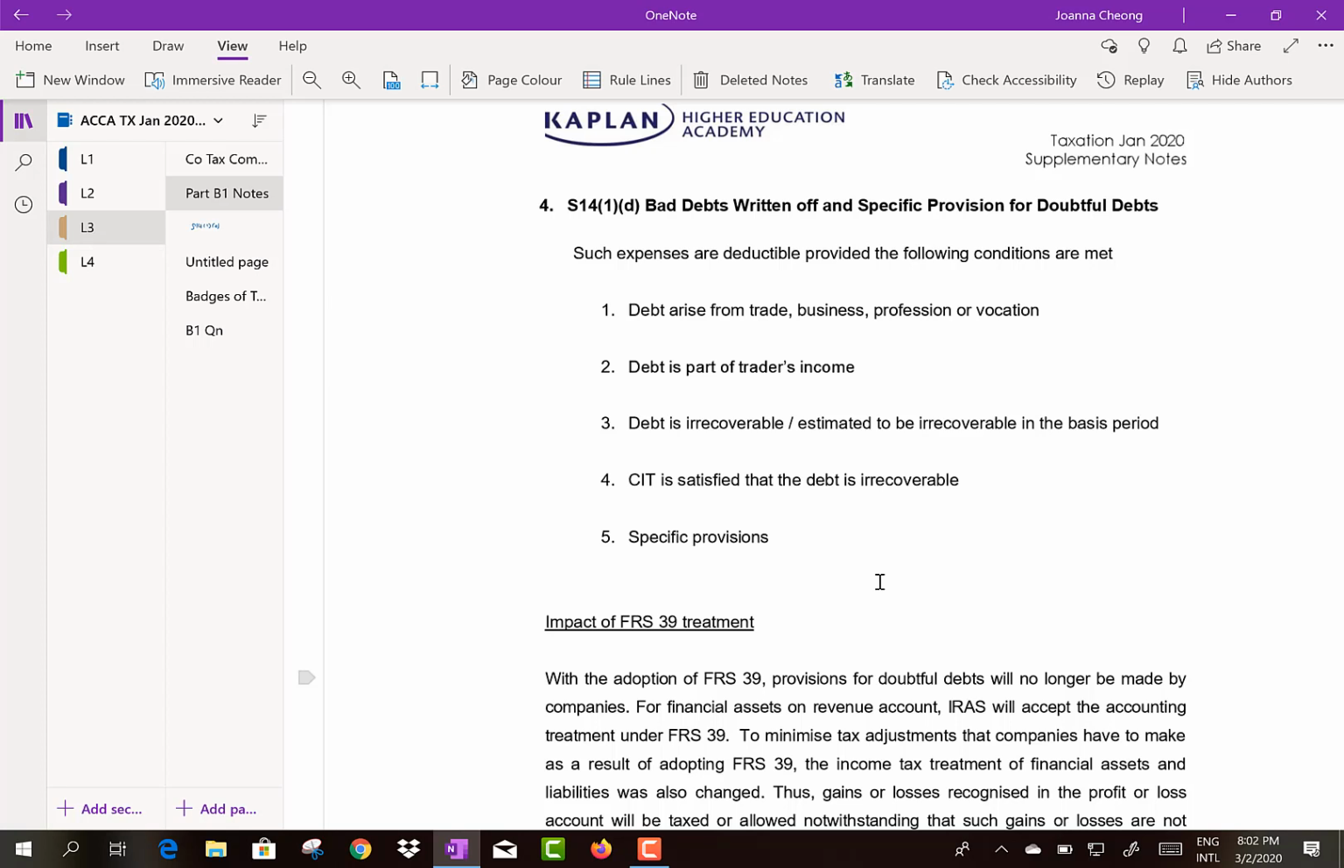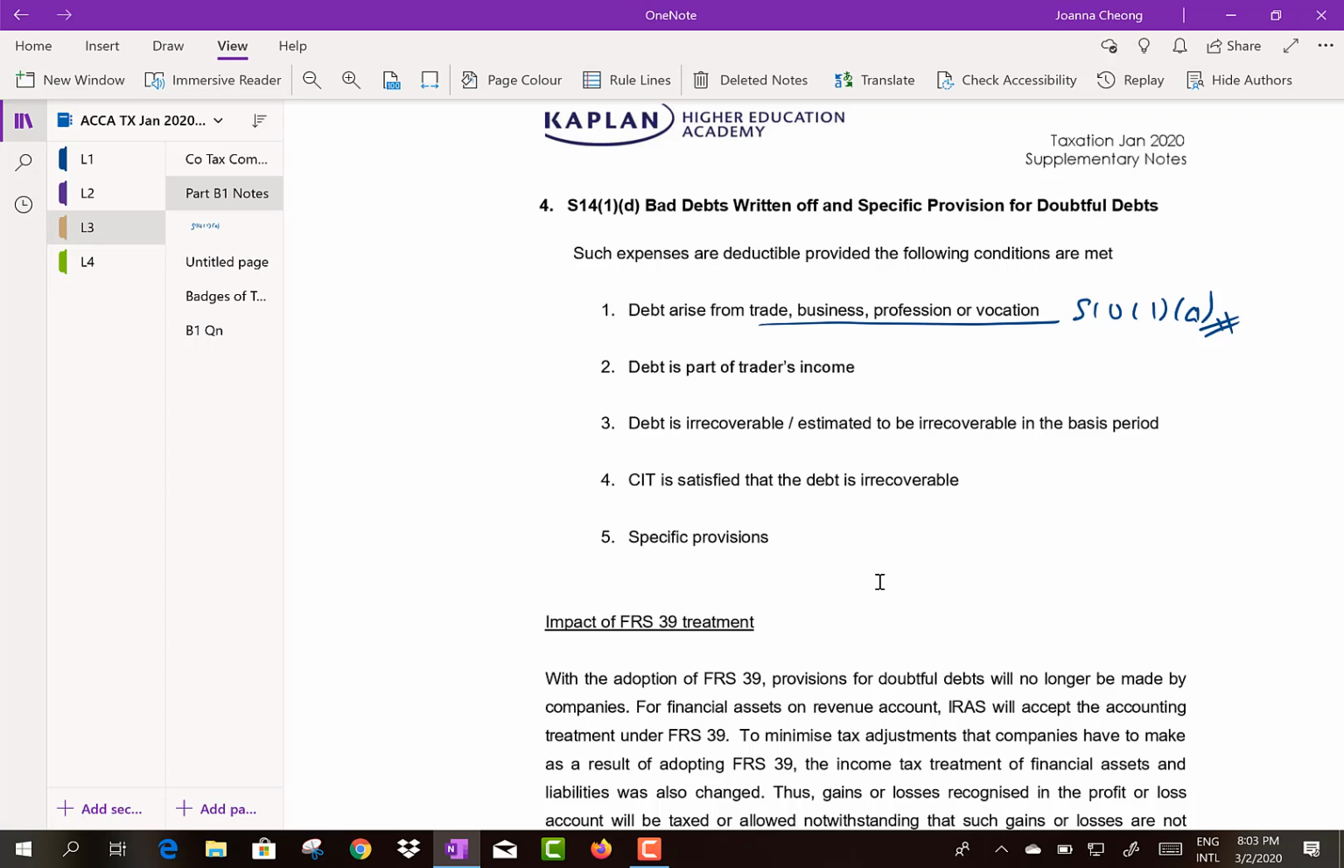So expenses will be deductible provided the following conditions are met, okay? The debt must be a trade debt or business debt. That means it's a 10(1)(a) debt. Okay, so if it's a 10(1)(f) rental debt, that means the tenant is not able to pay the rental. That one is a 10(1)(f). It's non-trade. That one you cannot claim a deduction because IRAS say that it must be what? Trade related. And it is part of a trader's income.